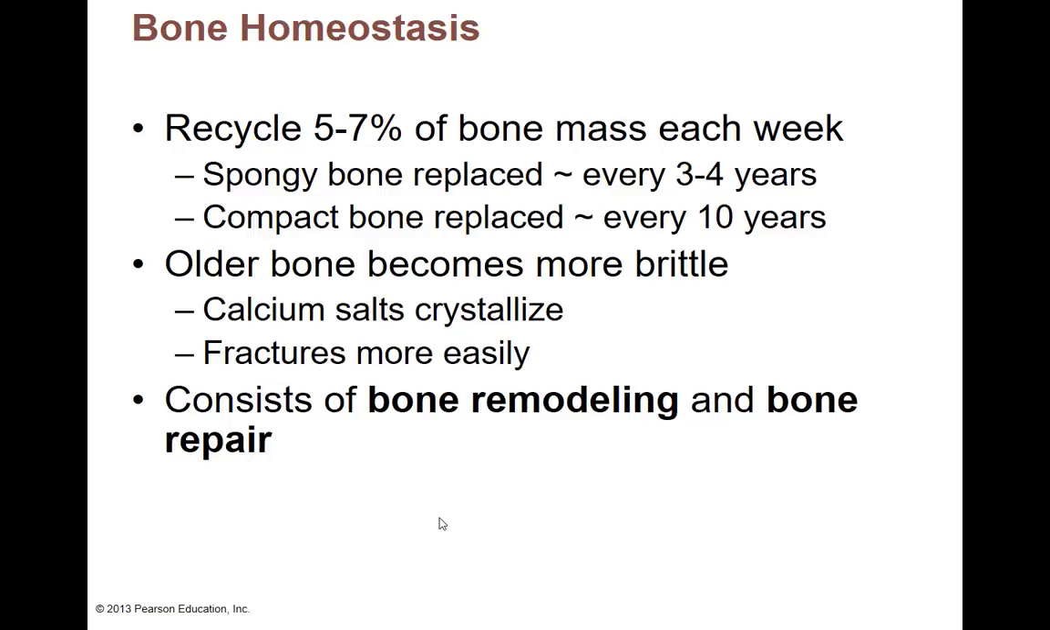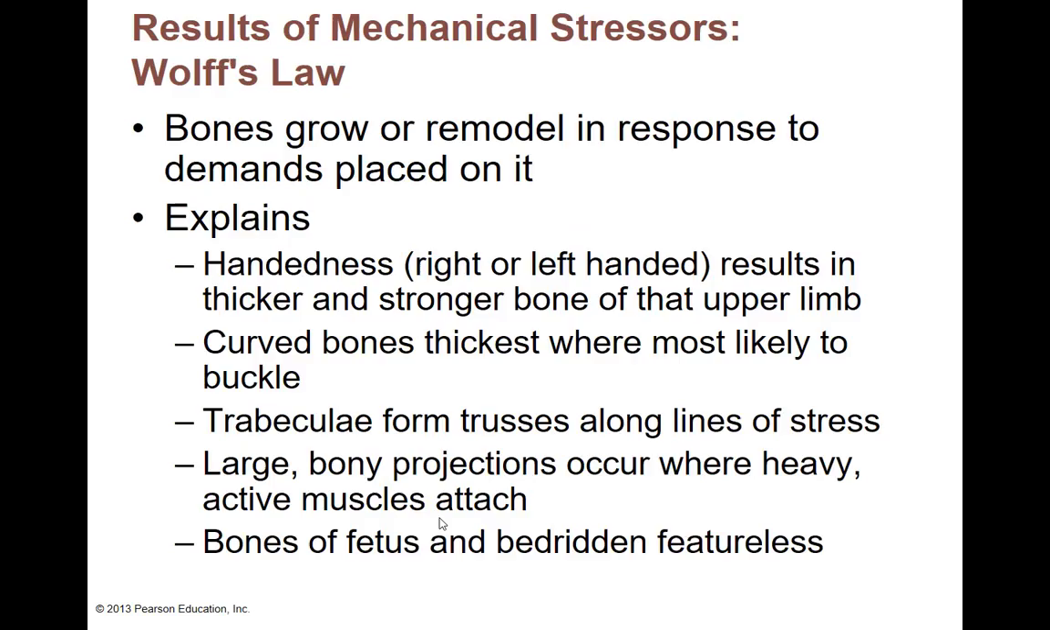Compact bone is a little bit harder. We replace our compact bone about every 10 years. We don't like old bones. We like new bones. So we like to have new bone tissue, breaking down the old stuff, making the new stuff. Because as your bones start to become older, they become more brittle. Those calcium salts crystallize. They can fracture easier. So we want to get rid of old bone, lay down new bone. And our bones are constantly doing that. So it's all of this bone remodeling, bone repair. Get rid of old, lay down new.